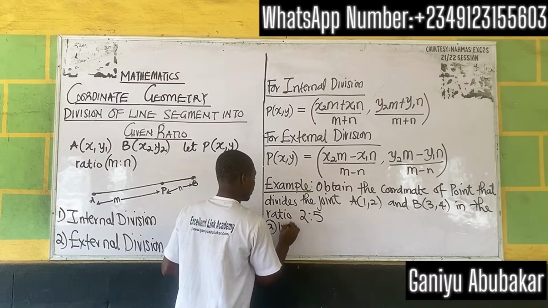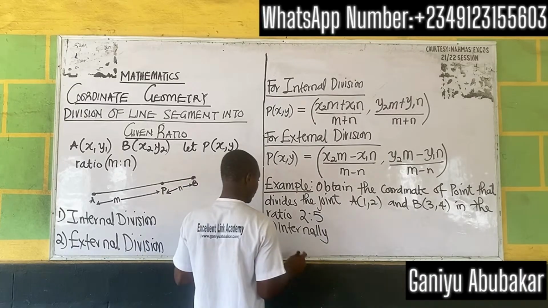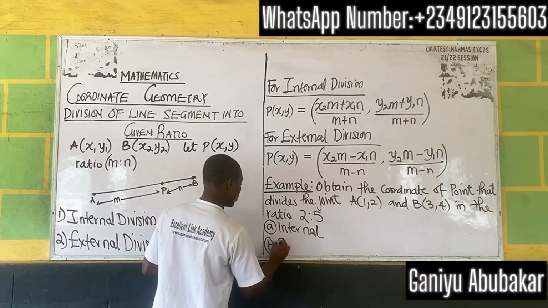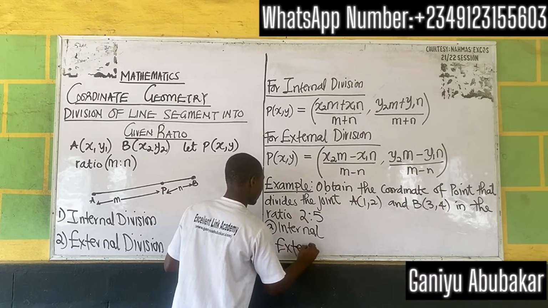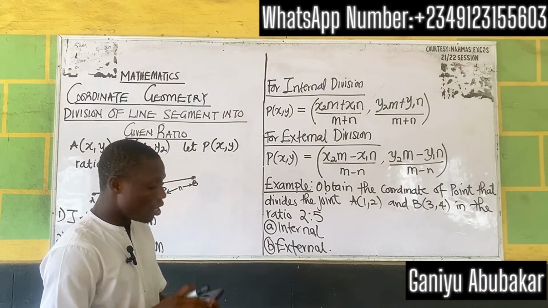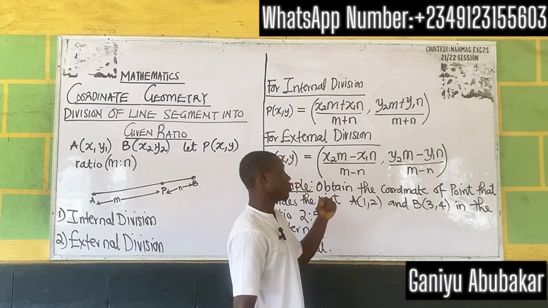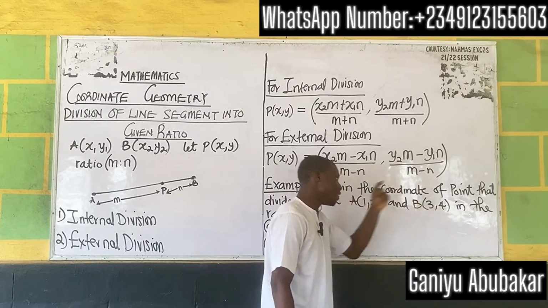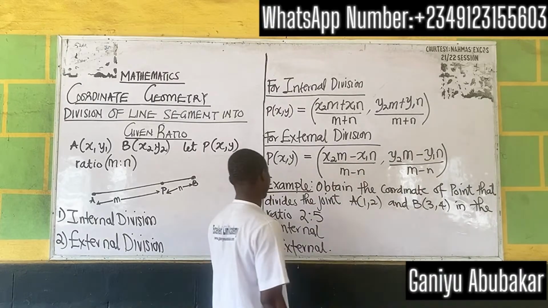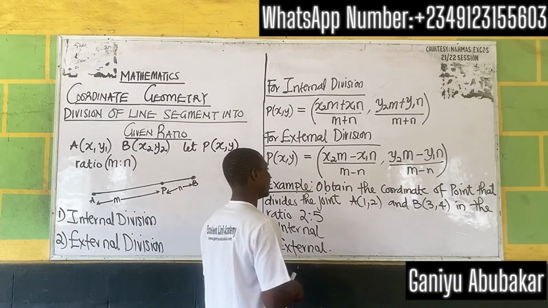A internally, B externally. Internal, right? All right, let's get this question done, please. It says obtain the coordinate of the point P that divides the joint A and B in the ratio 2:5, internally and externally. Let's get it done.